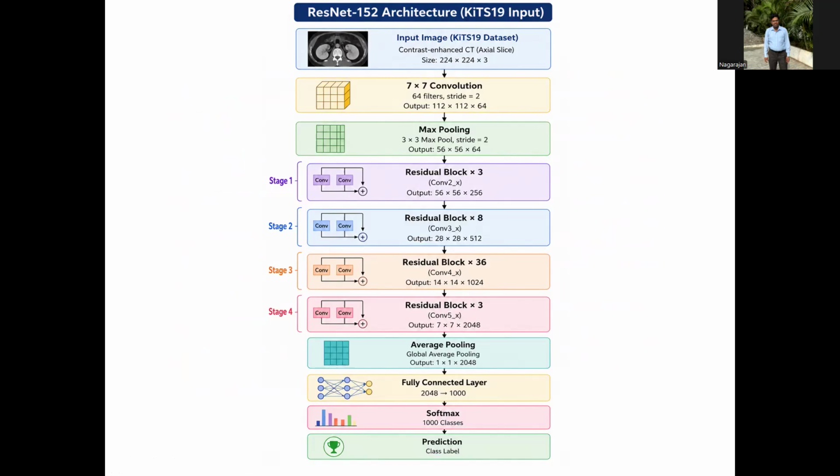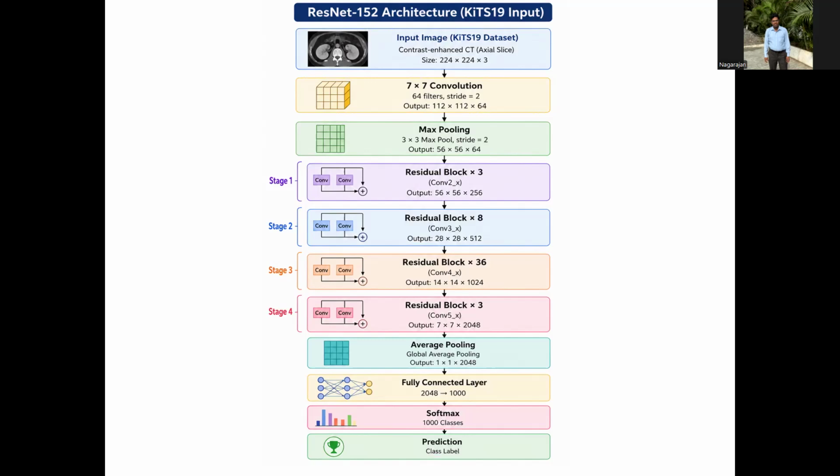I'm going to summarize the points and the usage here. The input image size is 224 by 224. Then a 7 by 7 convolution operation is performed to extract features such as edges and textures. Then max pooling is performed to reduce image size and preserve the important information. Then residual blocks: 3, then 8, then 36, and again 3. These blocks are used to learn complex features using the skip connections.